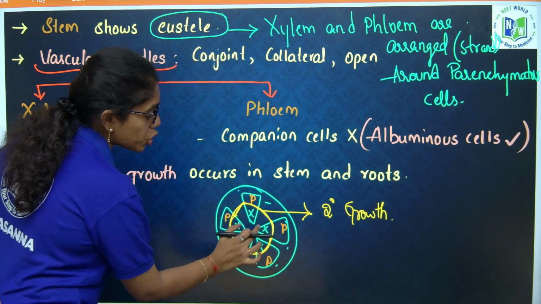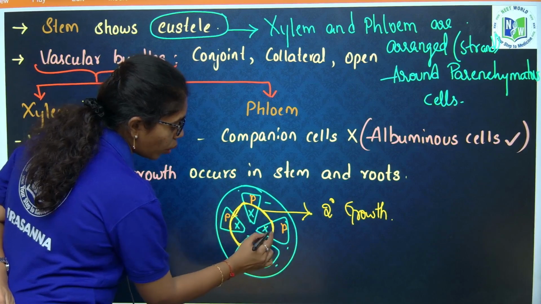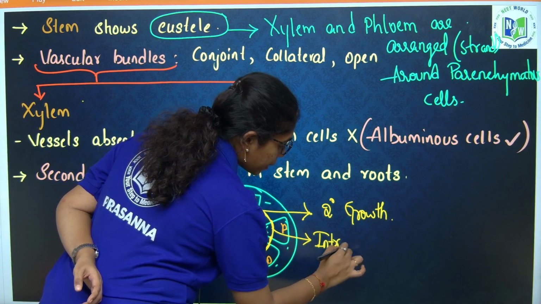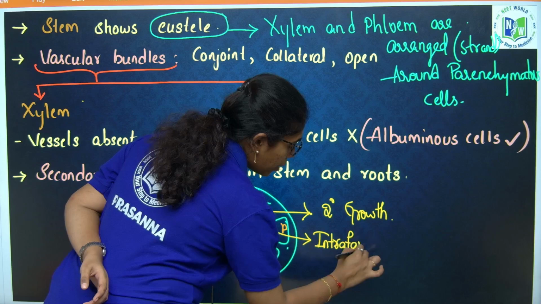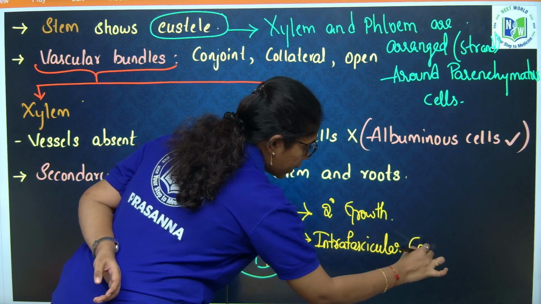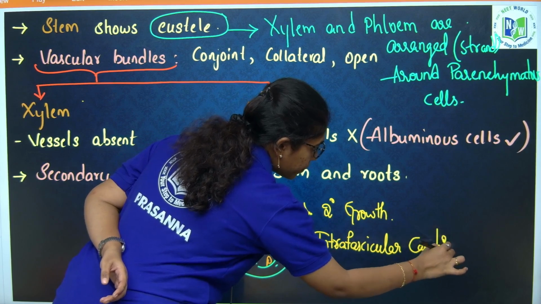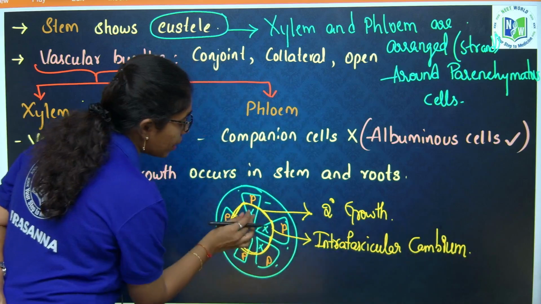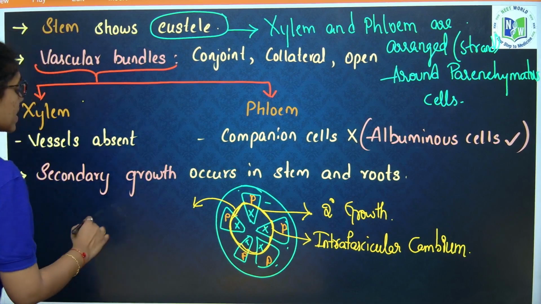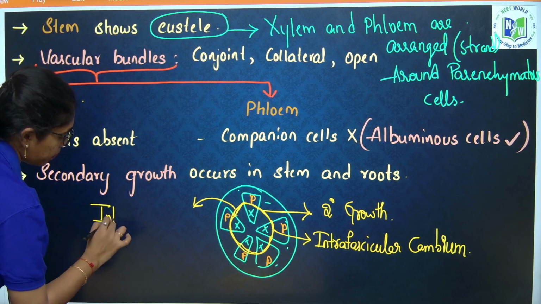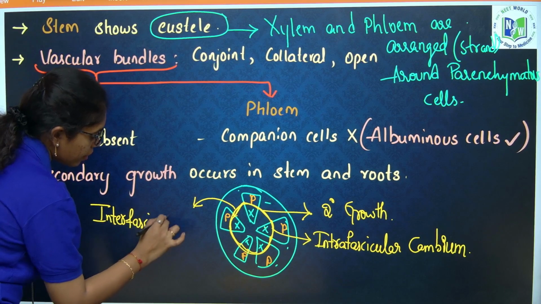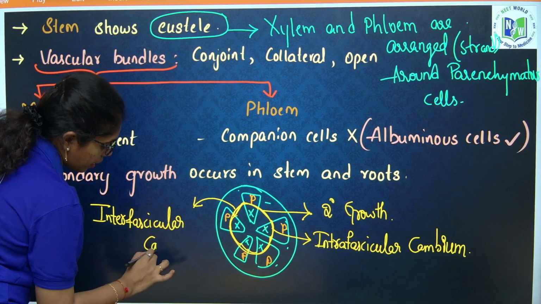The cambium which is present in between xylem and phloem is called intrafascicular cambium. The cambium which is present in between two vascular bundles is called interfascicular cambium.